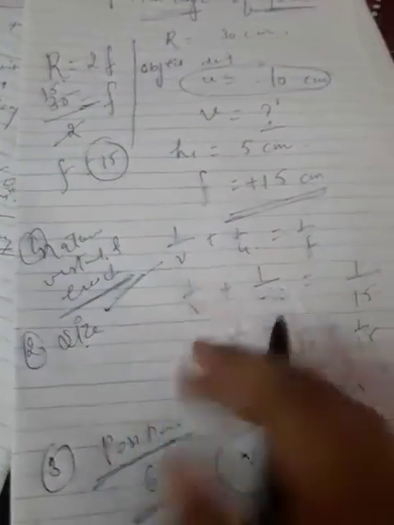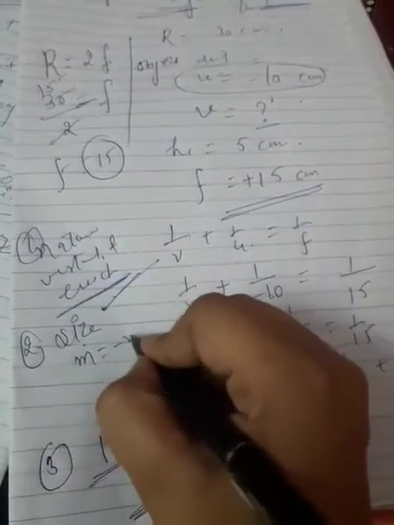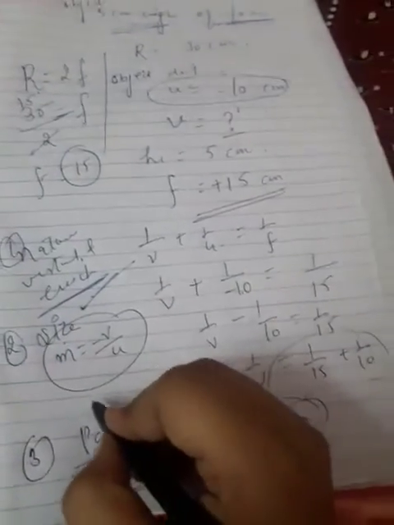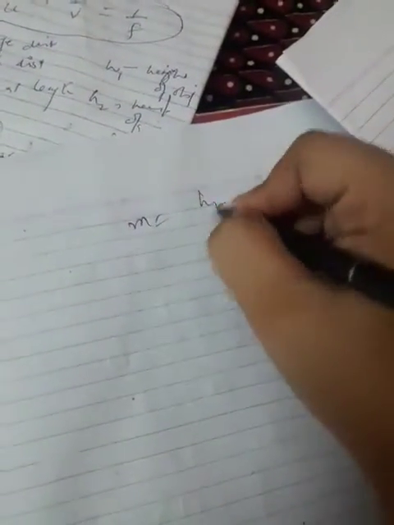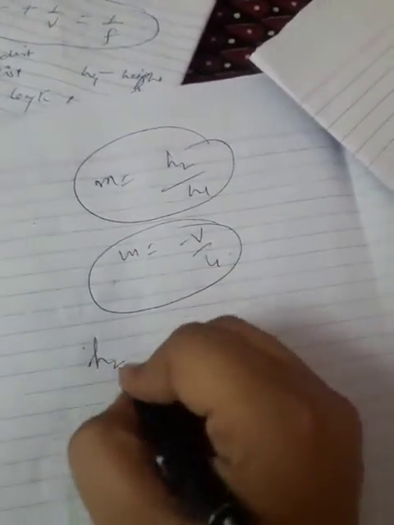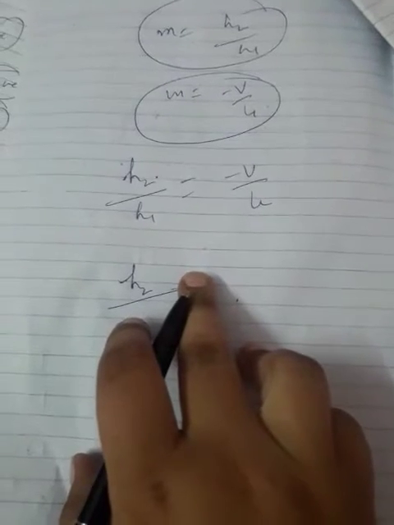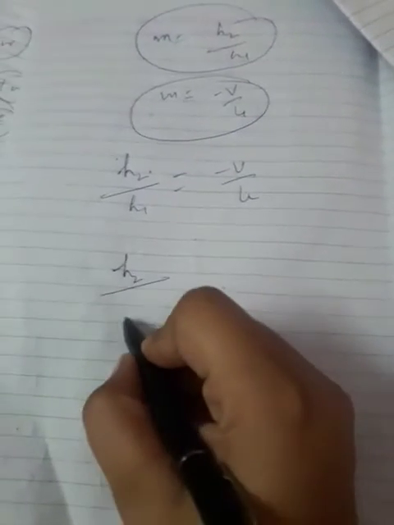What about size? To find size, m is equal to minus v by u, or m is equal to h2 by h1. By these two equations, if left sides are equal, we will keep the right sides equal, meaning h2 by h1 is equal to minus v upon u. H2, the height of the image, we have to find. H1 is given, that is 5 centimeter.